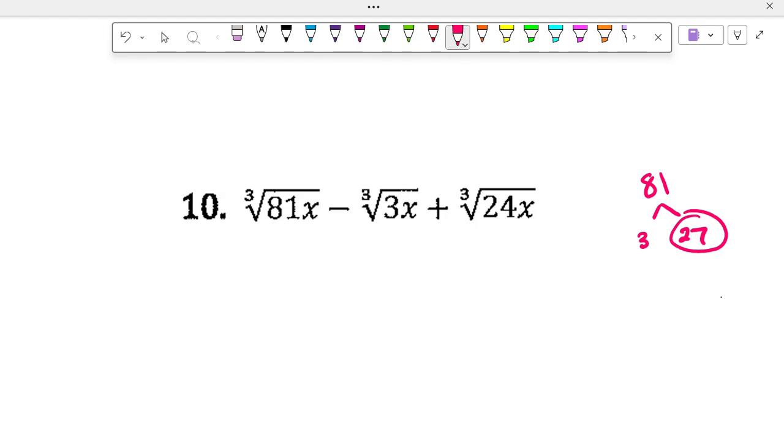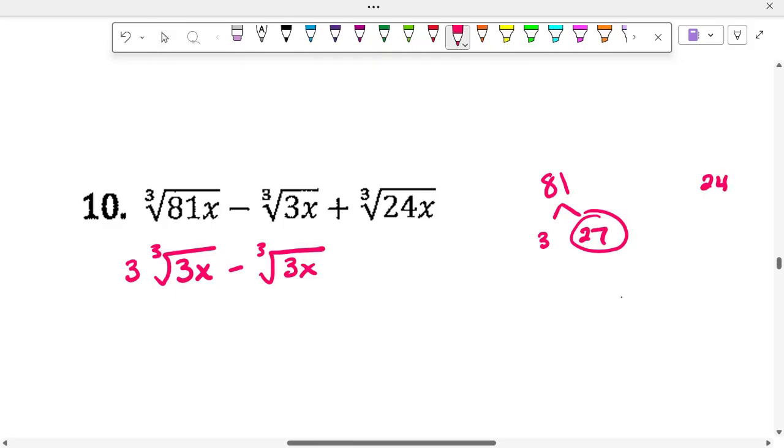So what gets pulled out? What's the cube root of 27? 3. So this would be 3 cube root. There's a 3 left over. Is x a perfect cube? Could I simplify it further? Nope. Stays there. Minus 3x. We can't simplify that, so it stays.